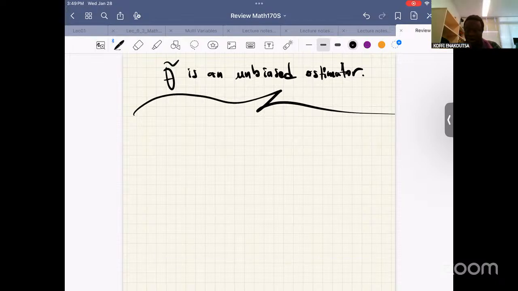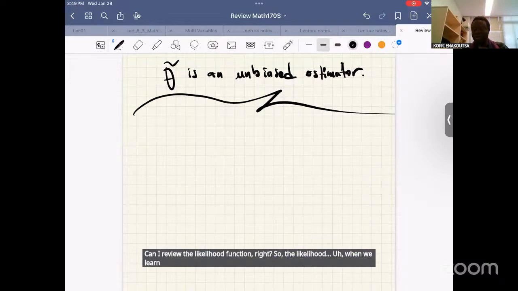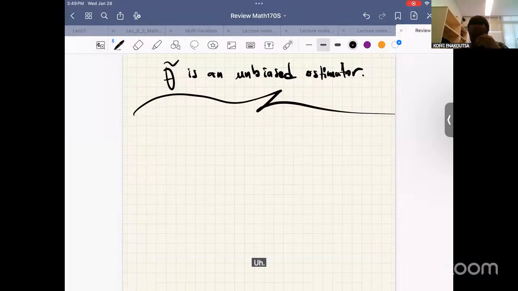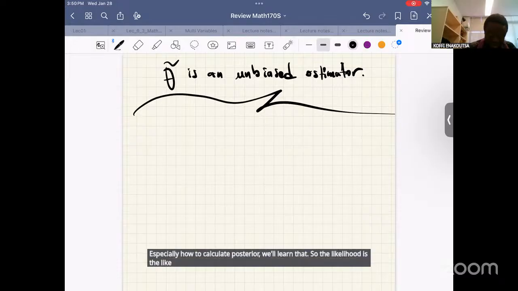Can you review likelihood? You mean likelihood function? Yeah, I think I did that. So there is another hand that is raised. I'm going to give you the floor. So can I review the likelihood function, right? When we learn Bayesian theorem, we learn how to calculate the posterior and how to guess some prior, especially how to calculate the posterior. We learn that. So the likelihood is the likelihood function. That's what you're referring to.